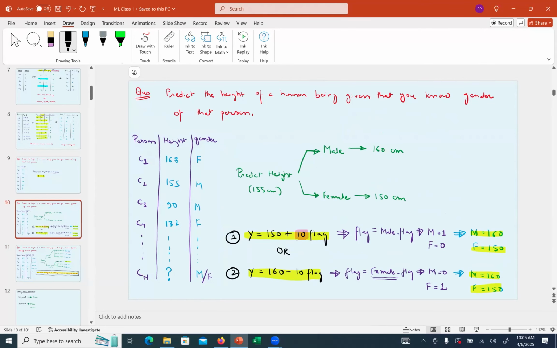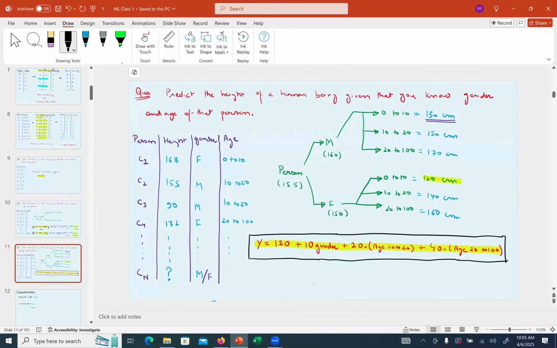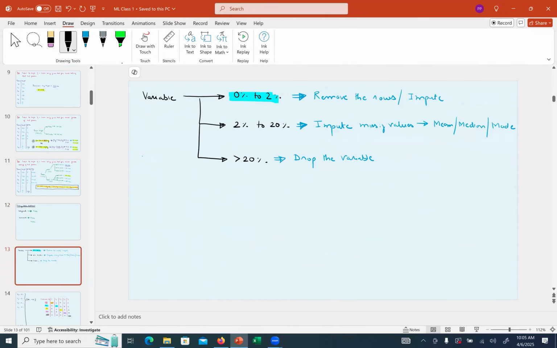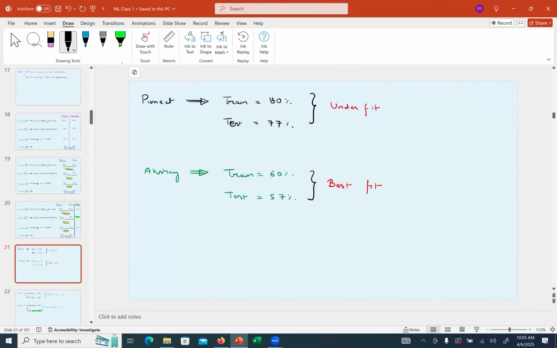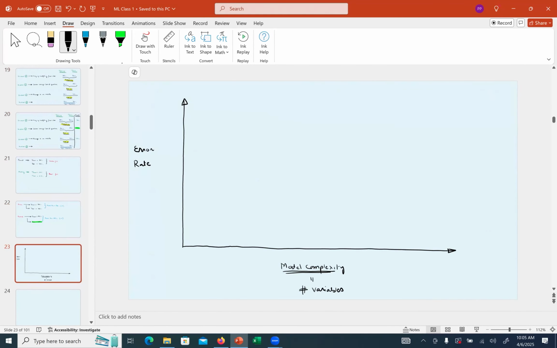So between this model and this model, which one is more complex? The third one, right? This one. Yeah. So in general, the more variables you add, the more complex the model is considered. So when I say it is a complex model, it means it has a lot of variables. Let's say here the model complexity is low. On this end, the model complexity is high.